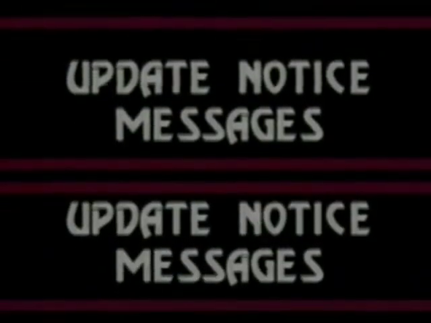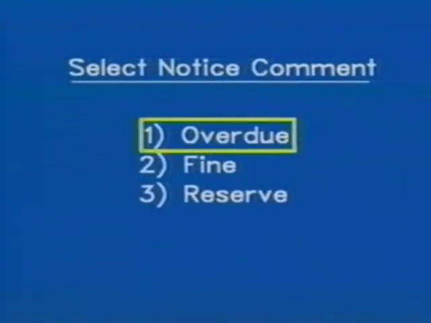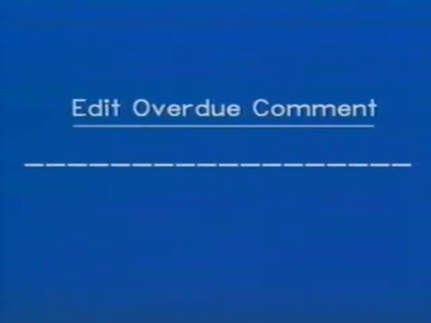Update notice messages is a new utility on version 3.0. When notices go out for overdue books, fines, or reserves, a standard message can be added. This is where you customize that message. You may write separate messages for overdues, fines, and reserves and change them periodically.